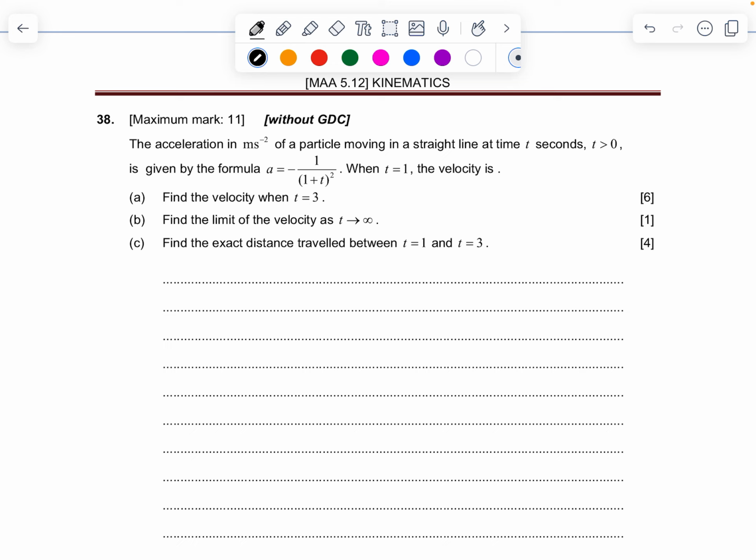The acceleration is given by this formula. Find the velocity at t equals to 3. In order to find the velocity, what am I supposed to do? Integration of the acceleration. So which is integral of minus 1 upon 1 plus t whole square dt, which is 1 upon 1 plus t plus c.